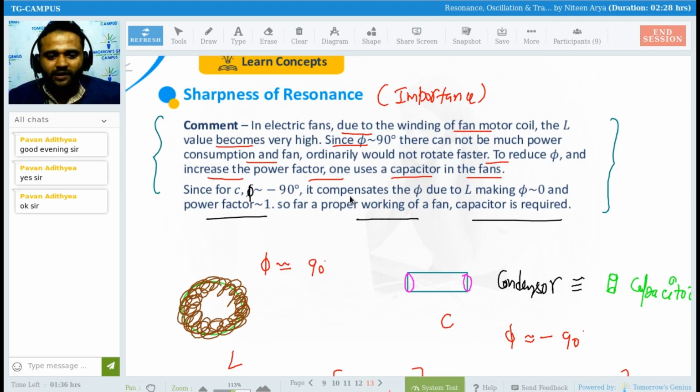You hear this terminology: the condenser is not working, the condenser is burned out, so your fan is not working. It is not rotating. I mean, why is it not rotating, why is it not moving at great speed? Because of this. Clear? Is this clear, everyone?